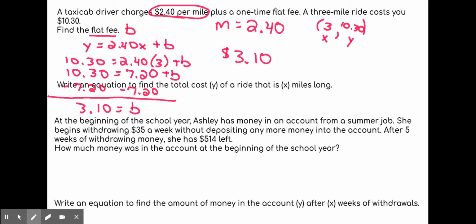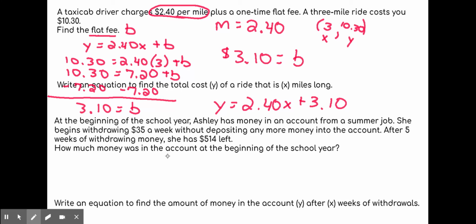Okay, so I know my rate of change, 2.40 per mile. I know how much it cost me just to get in. That's 3.10. That's m. That's b. Now I can write the equation to find my total cost, right? My total cost is going to be that $2.40 per mile, so 2.40x, plus the $3.10 that I had to pay just to get in the taxi. Okay, so you find b, you use what they give you to determine your point, and then you solve for b, write your equation.